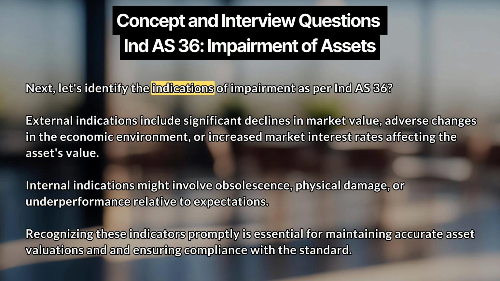Next, let's identify the indications of impairment as per Ind AS 36. External indications include significant declines in market value, adverse changes in the economic environment, or increased market interest rates affecting the asset's value. Internal indications might involve obsolescence, physical damage, or underperformance relative to expectations. Recognizing these indicators promptly is essential for maintaining accurate asset valuations and ensuring compliance with the standard.